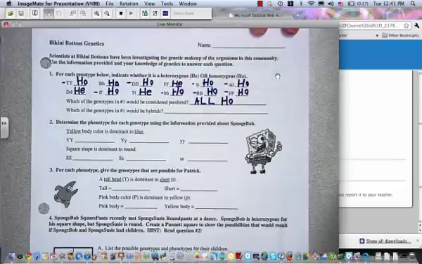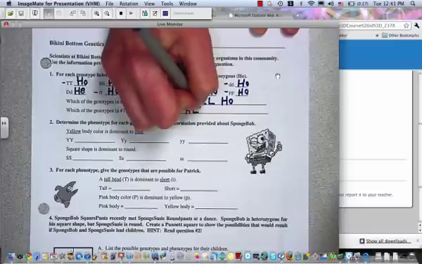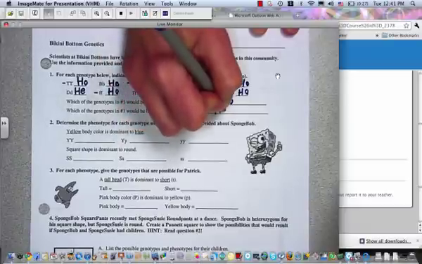Which one is a hybrid? That means you have one of each trait. That would be all the ones that you have marked HE. All of the heterozygous.